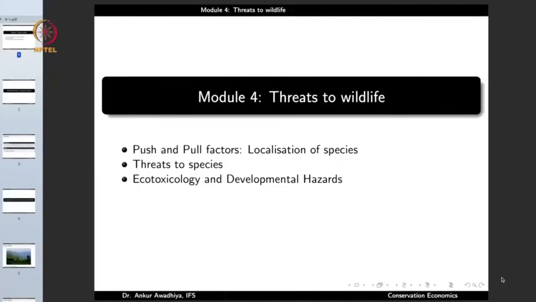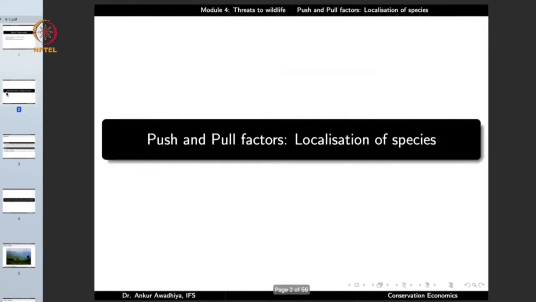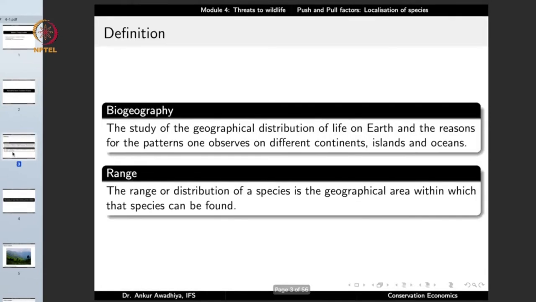Namaste. Today we begin a new module, which is Threats to Wildlife. This module will have three lectures: push and pull factors, or the localization of species, threats to species, and ecotoxicology and developmental hazards. So let us begin with the first one, the push and pull factors that govern the localization of species. Now, we know that different organisms live in different portions of the earth.